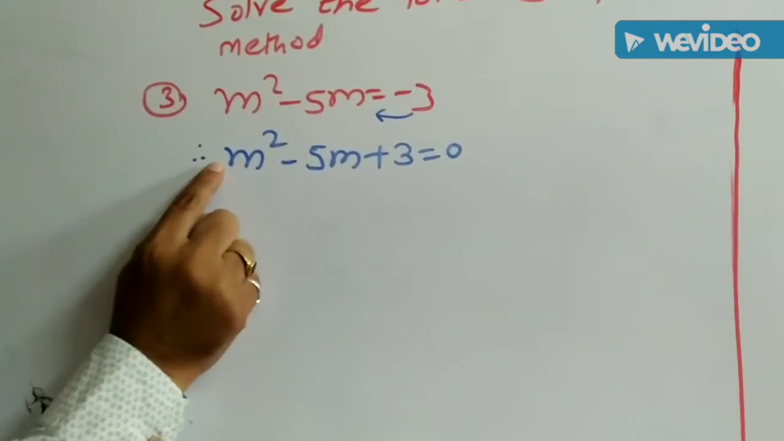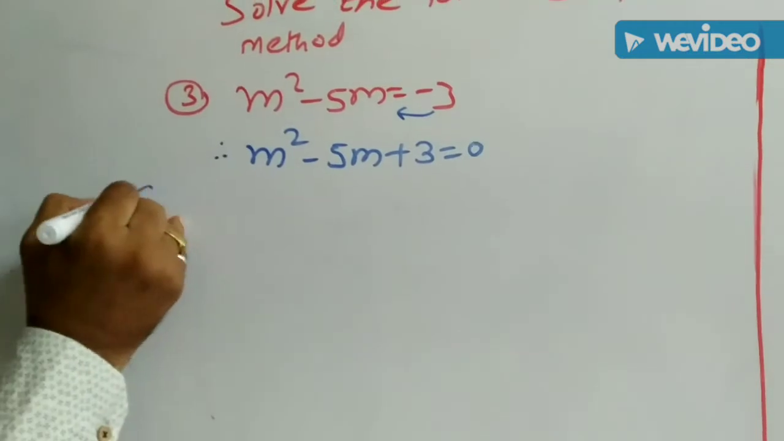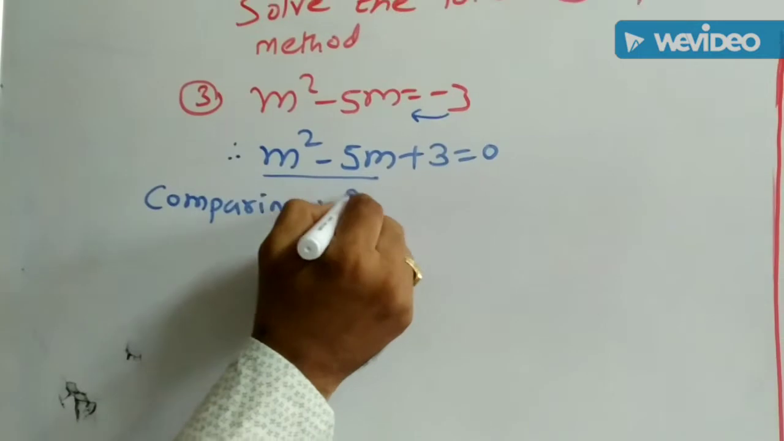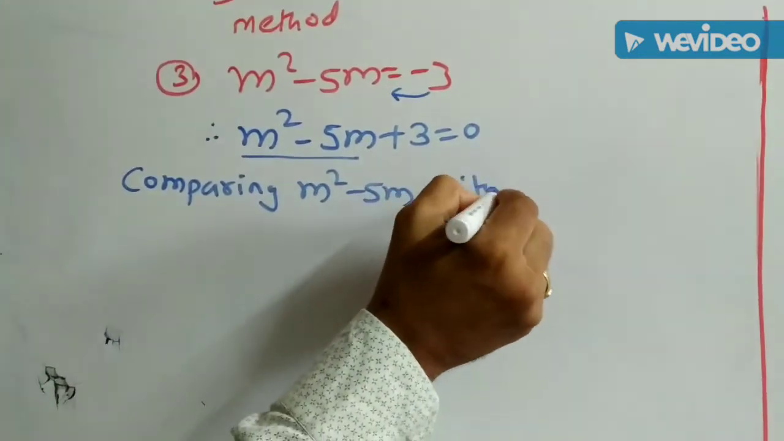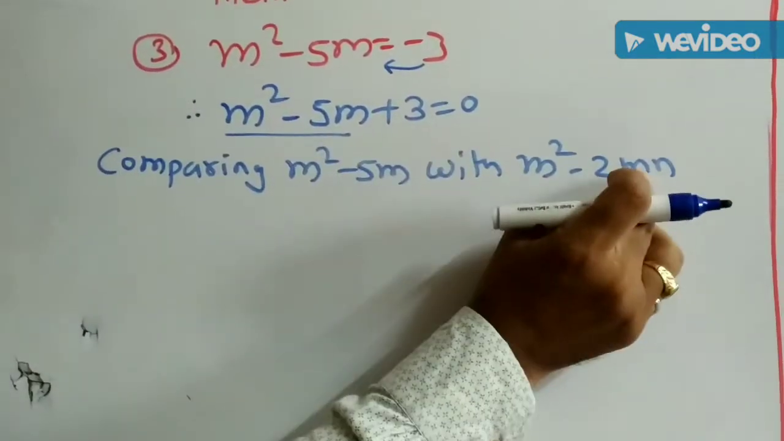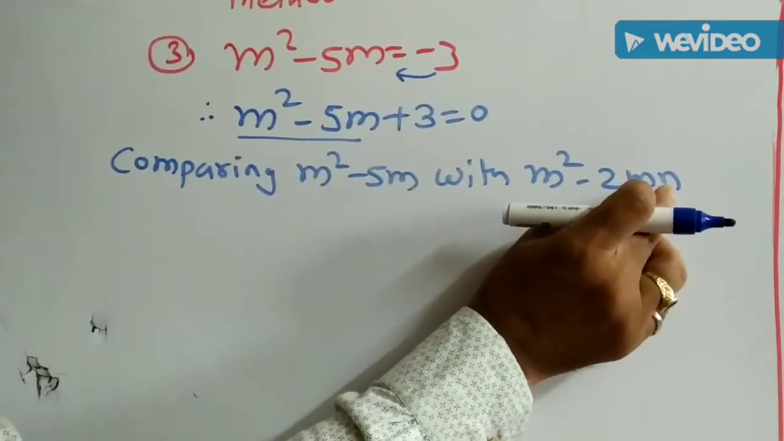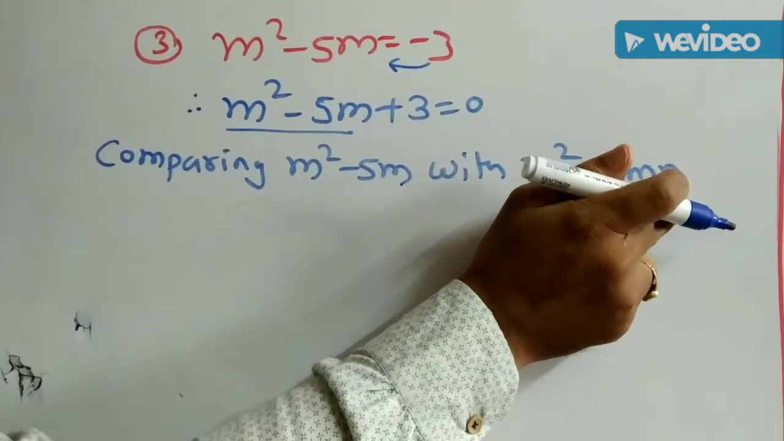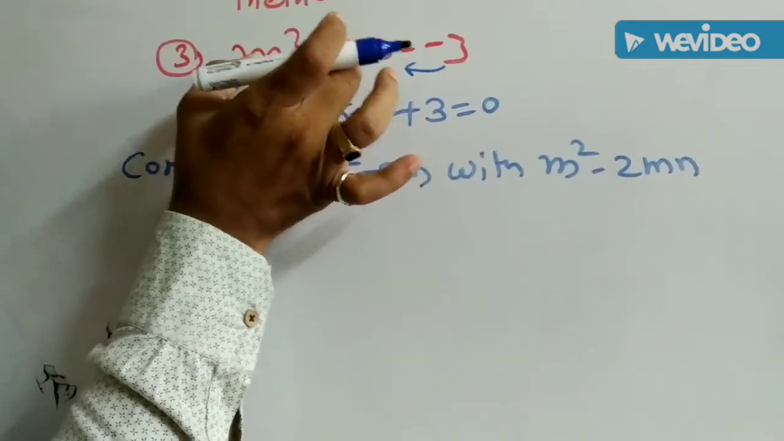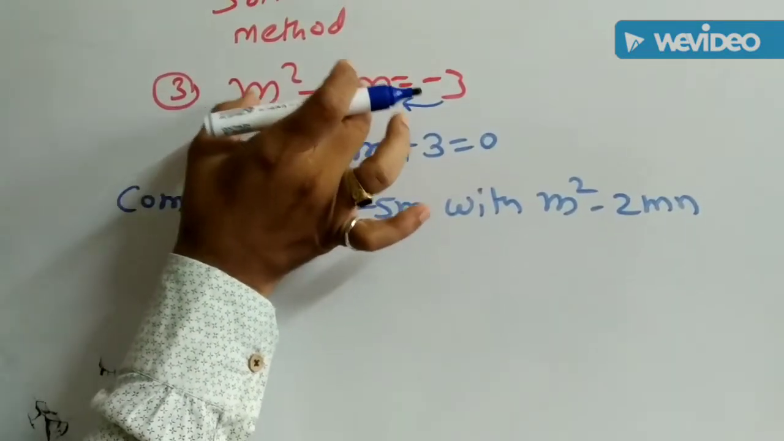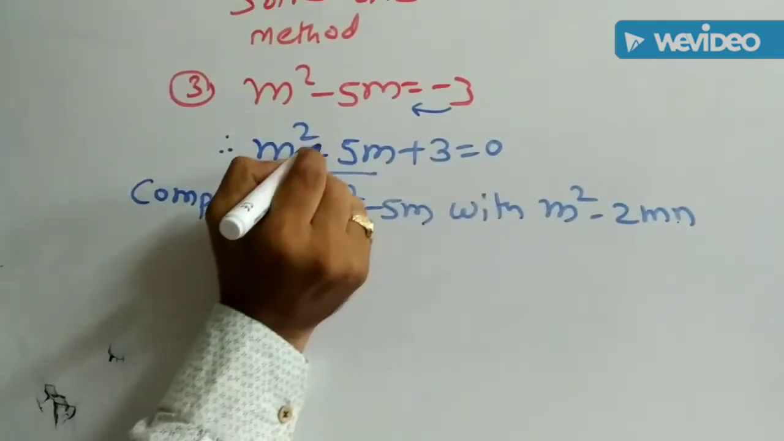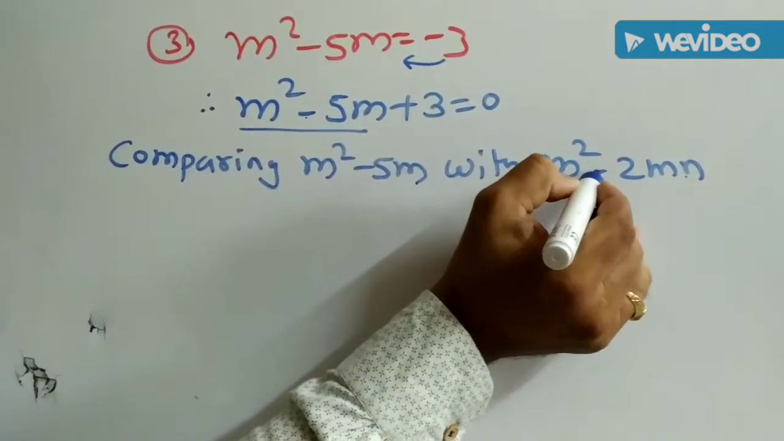Coefficient of the square term is again 1. Therefore, we directly compare the first two terms of the LHS, that is m square minus 5m, with m square minus 2mn. Why do I take 2mn? Because the next alphabet of m is n, therefore I write n. If you are given x, then we take xy. If you are given p, then take pq. Here you are given m, therefore I write mn. And the second term is minus, therefore here I write minus.